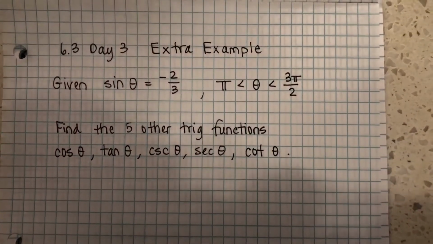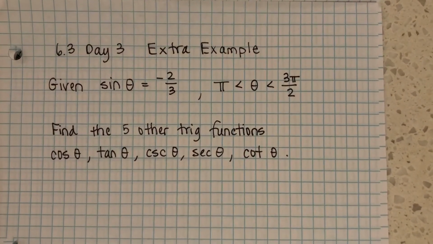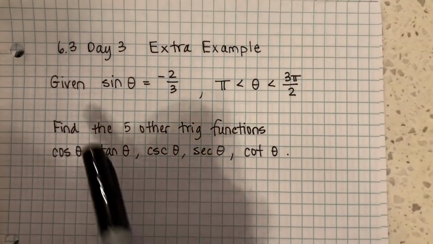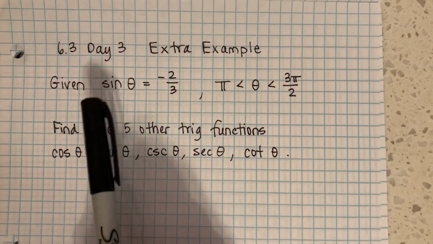Hey guys, just wanted to give you one more example for your day 3 notes on section 6.3. This is a pretty easy question, so I'd hate to see anybody get it wrong. It says, given the sine of angle theta is equal to negative 2/3. So you know what the sine of this angle is.